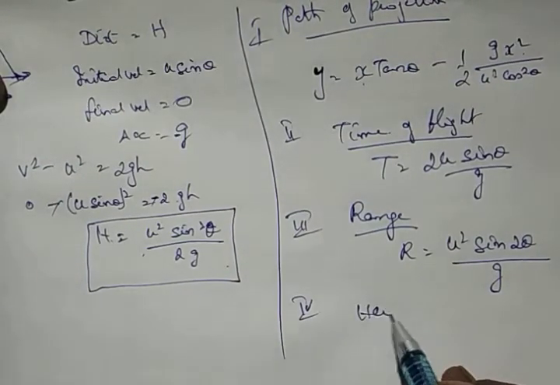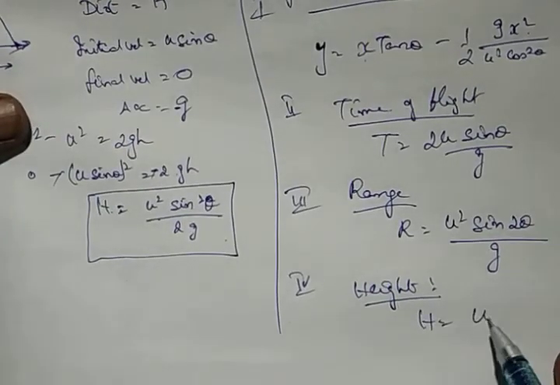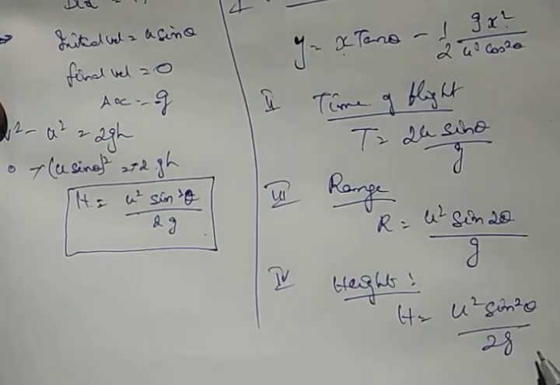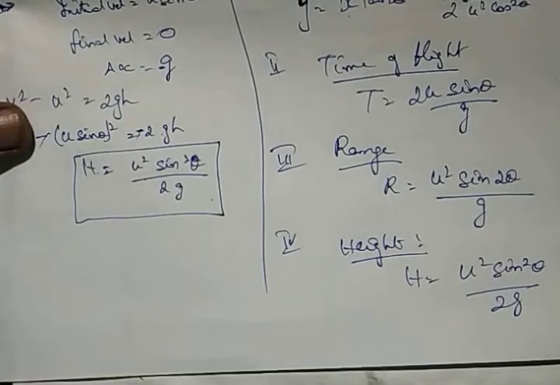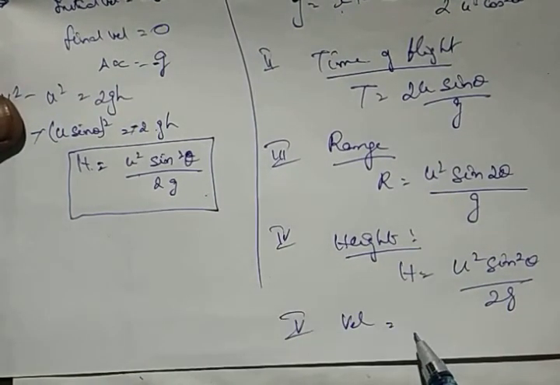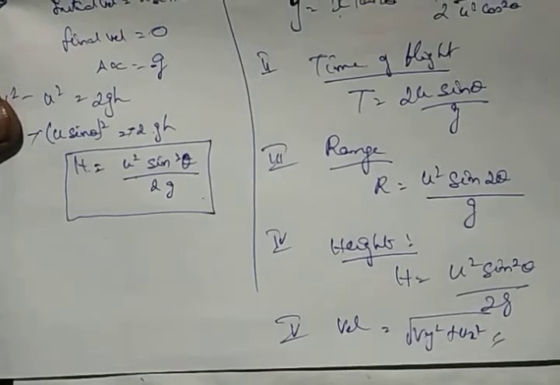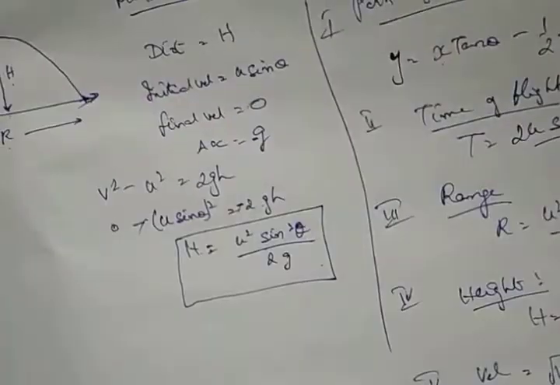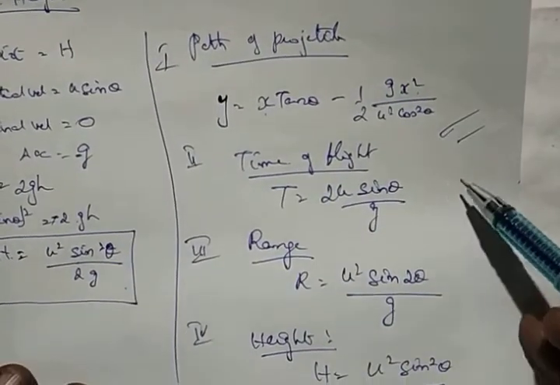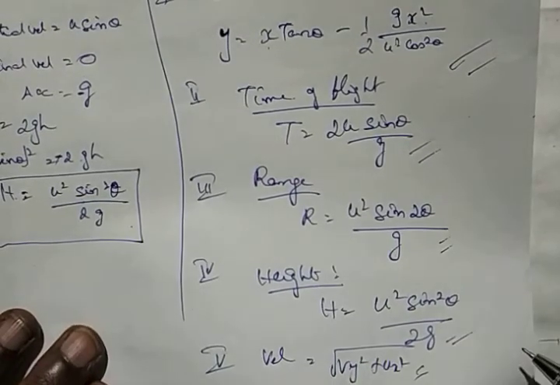We saw the maximum height, how much it's going to be. H is going to be equal to u square sin square theta upon 2g. And we already saw the velocity also, velocity at any point. So velocity at any point is going to be the square root of vy square plus vx square. You can see it and then do it. But remember, these four formulas will be coming again and again. So path of a projectile, time of flight, range and height, these are all very important formulas.